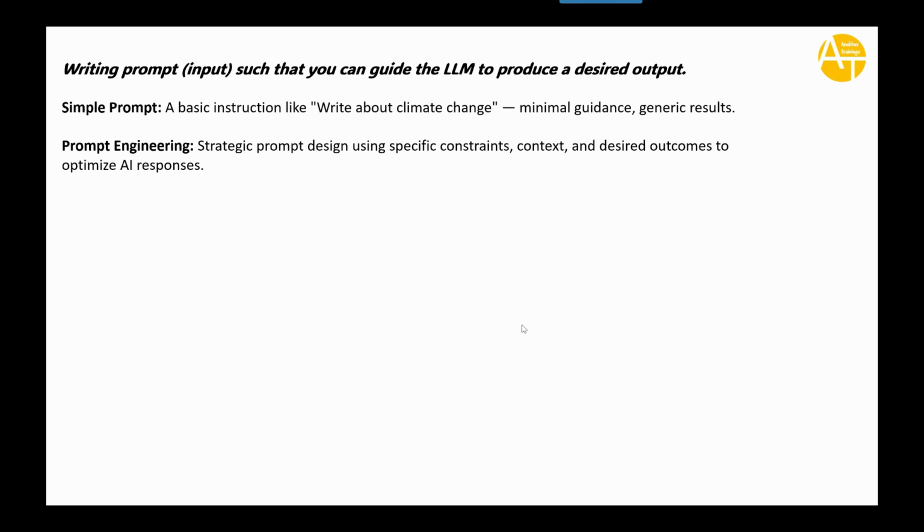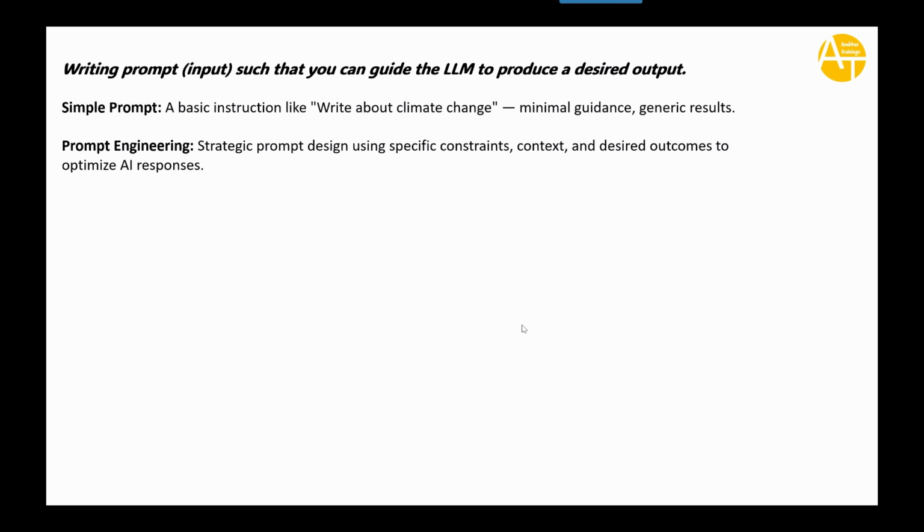So there are two ways you can apply prompt engineering in the real world. First of all, let's look at the definition of prompt engineering: writing a prompt input such that you can guide the LLM to produce the desired output. Any computerized system like AI only works with the correct input. If your input is not correct, you definitely cannot expect the right output. So let me explain. There are two types of prompting. One is a simple prompt where you pass basic instructions like writing about climate change. You would give input to ChatGPT to write about climate change. With minimal guidance, a very generic result is what you're going to get in this case.